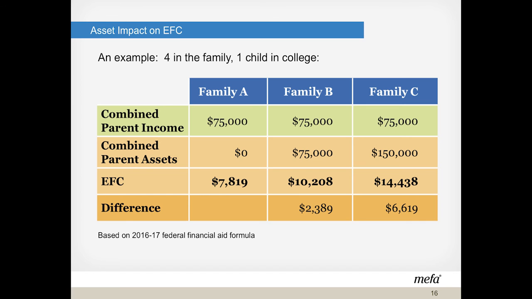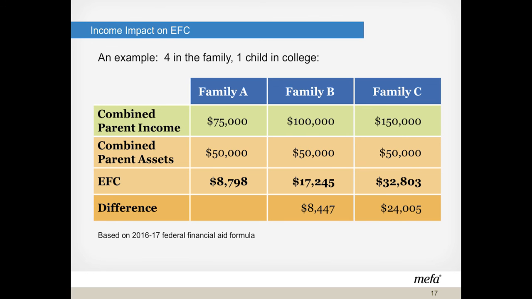One more example, and this shows more how income differences can affect the EFC. We've got 3 different families, family A, B, and C. They all have 4 people in their family and 1 child going to college. But the differences between these 3 families is that they make different amounts in income. They all have $50,000 in assets, so $50,000 sitting in a savings or a checking account, a significant amount.